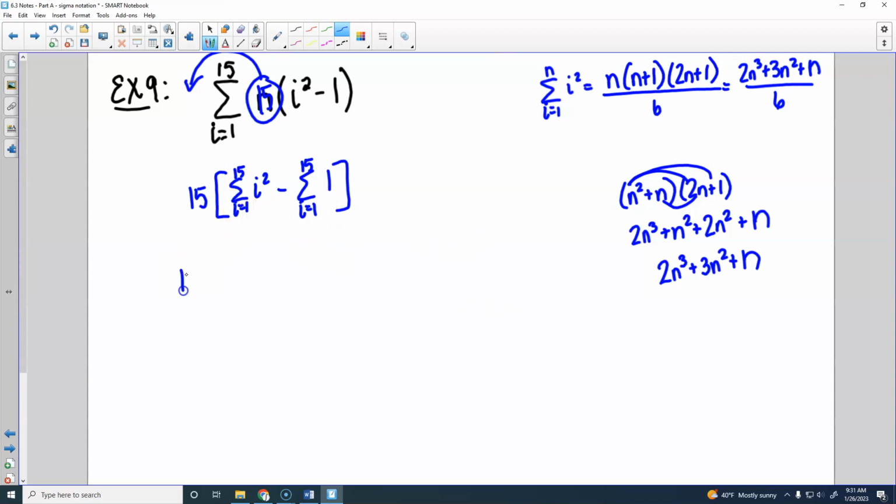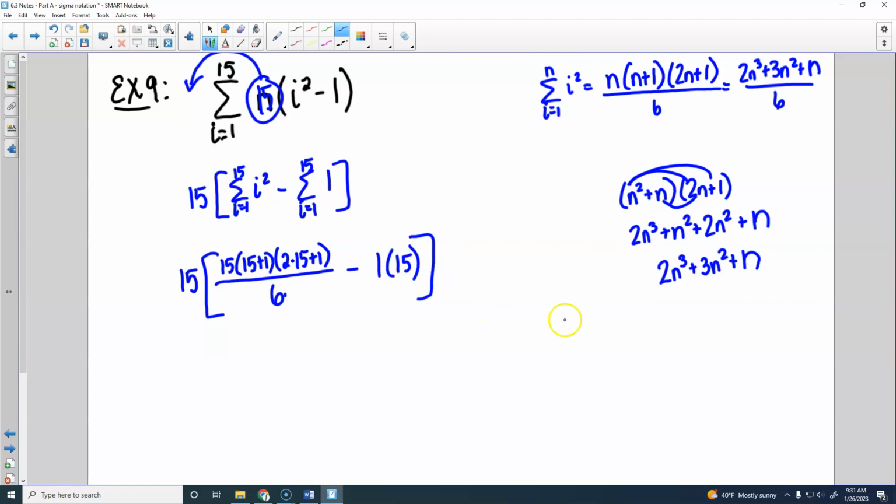So shortcut rules tell me that the shortcut rule for i squared would be 15 times 15 plus 1 times 2 times 15 plus 1 over 6. And then my shortcut for a constant is just that constant times my n. Like that.